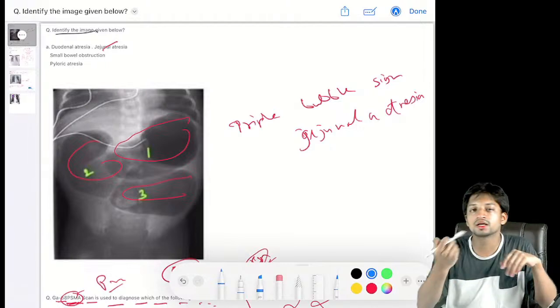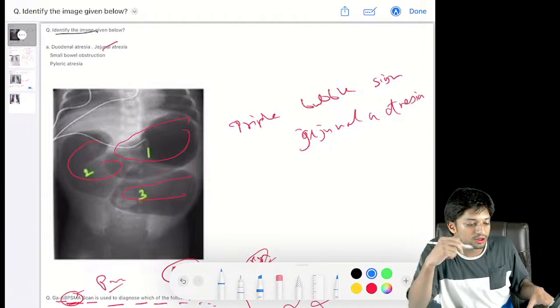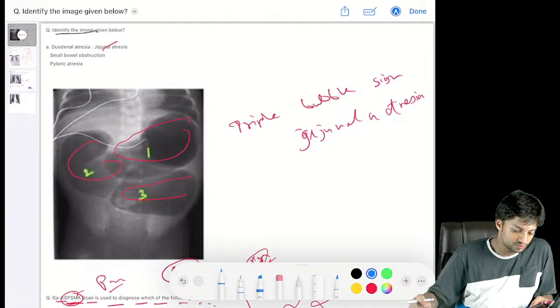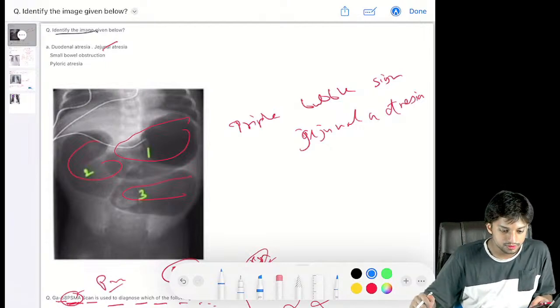Where will multiple bubble sign be seen? Tell me. Where will double bubble sign be seen, Dr. Shubham? Now please try to answer. These are repeat questions. Can you answer? Hit topics. We will revise them also.